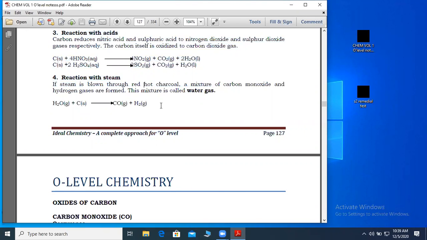So water gas, from today, note it down there. Water gas is a mixture of carbon monoxide and hydrogen. And this is the equation. Water should be in gaseous state. Water gas is a mixture of carbon monoxide and hydrogen. So I don't want to give you very many things.